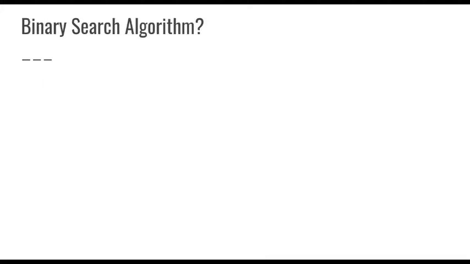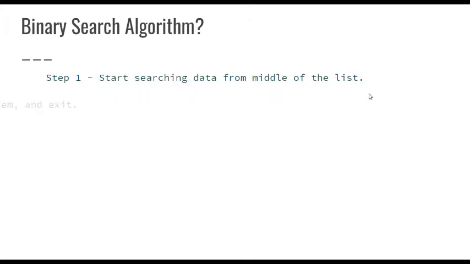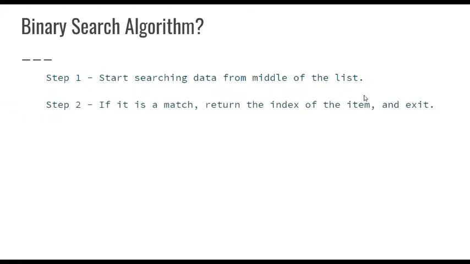So what is the actual algorithm of binary search? There are some steps. First step is to start searching. If it's a match, return the index of the item and exit. If it is not a match, probe the position. If our data is not found in the list, then it gives the probe position.